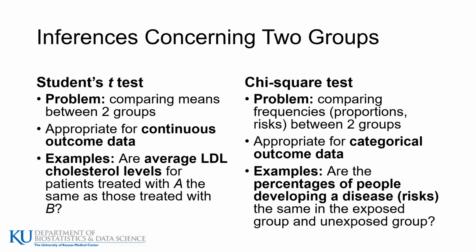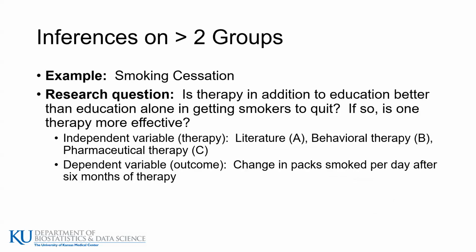Like I said before, this is the chi-squared test. Here we're interested in comparing the frequencies or the proportions between two groups, whereas previously we showed an example of a two-sample Student's t-test where we were comparing the means of the two groups. So what about when we want to make inferences on more than two groups?